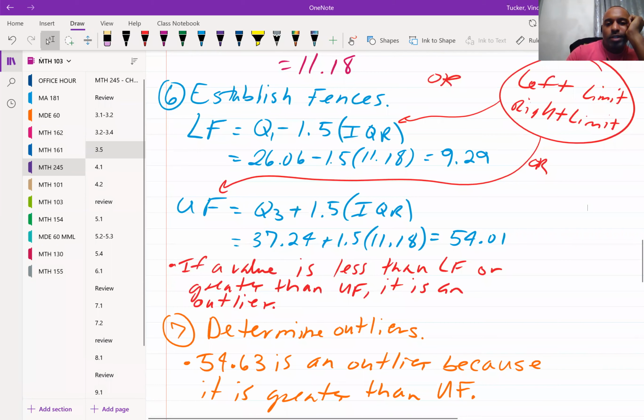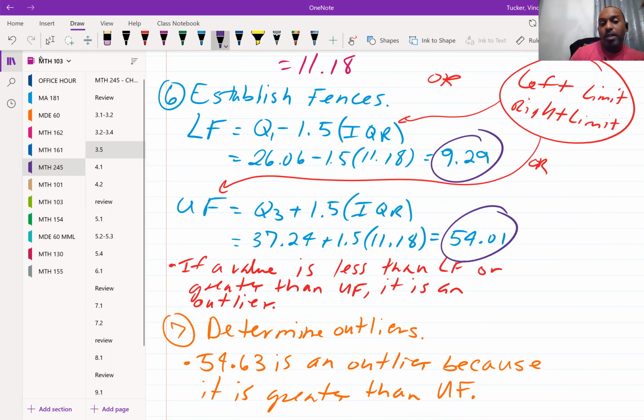So last step, we determine if we do have any outliers or not. We go ahead and look at these fences and compare them to our data set. And then we find out that 54.63 is an outlier because it's greater than 54.01. We didn't have anything less than 9.29, so we're okay on that side. But this 54.63 is greater than this upper fence.